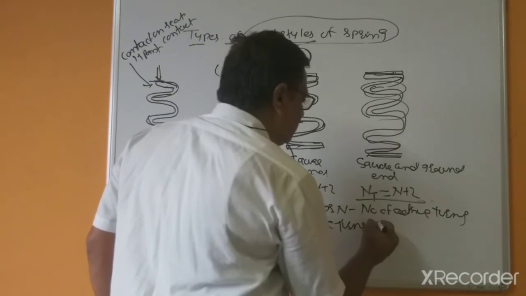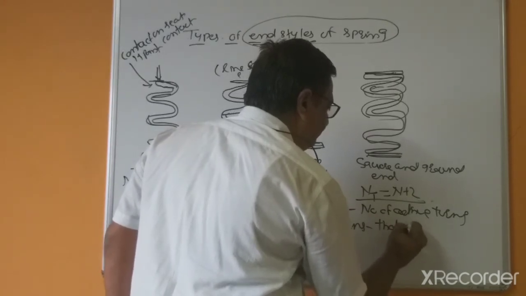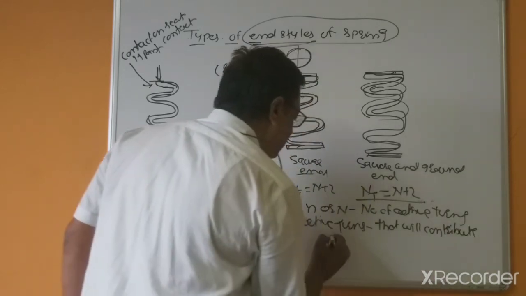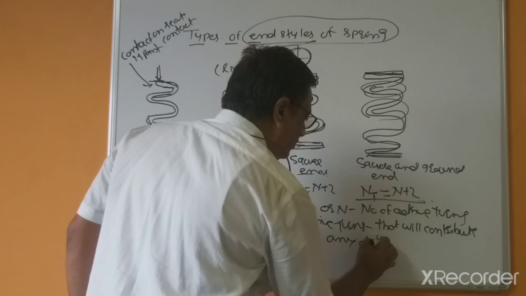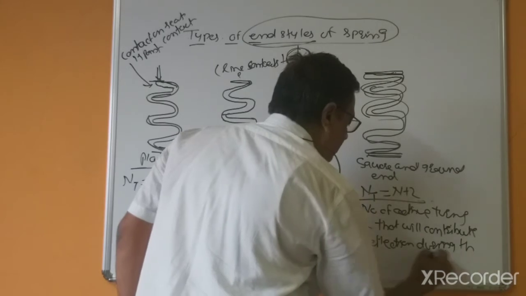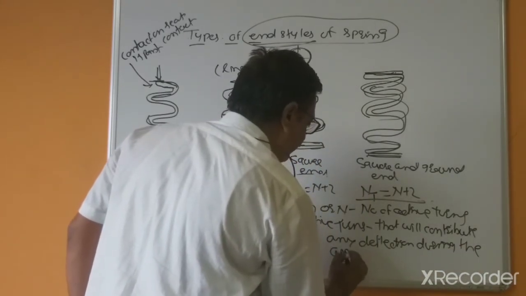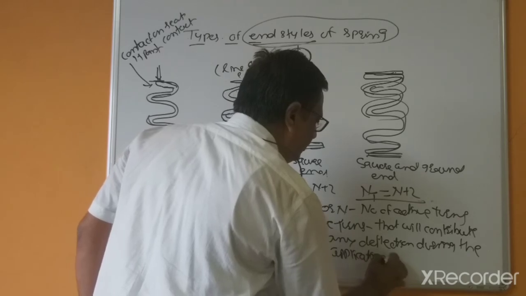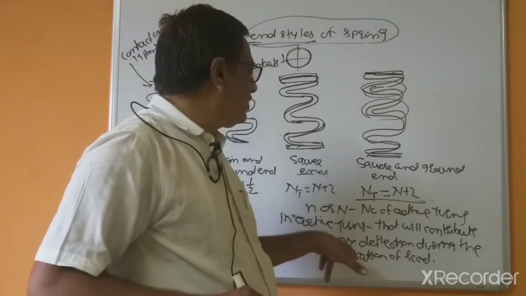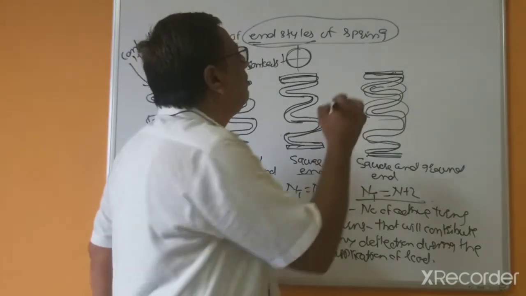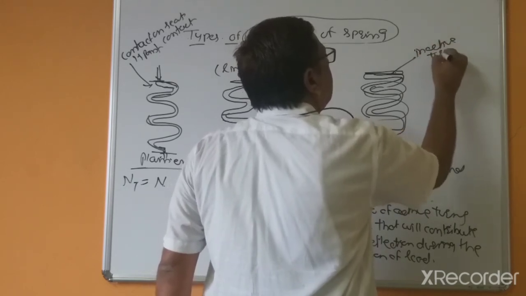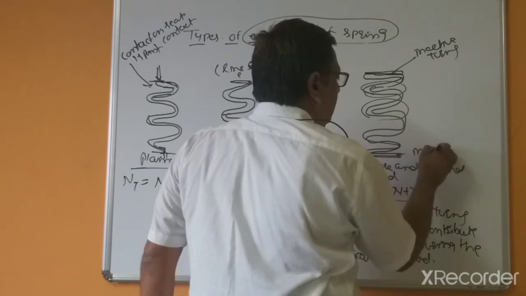Inactive turns are those that do not contribute any deflection during the application of load. So this is the total number of turns, because this is one inactive turn and this is another inactive turn.